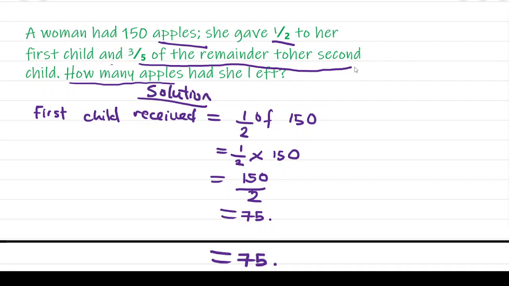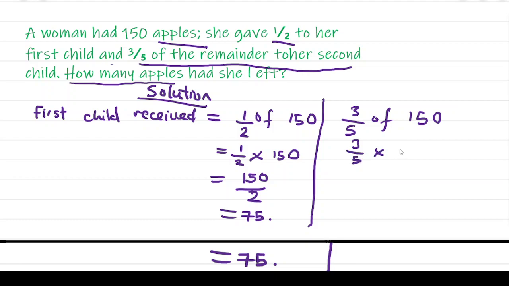Now this one is quite tricky, because if you're not careful you want to do 3 over 5 of 150 to get 3 over 5 times 150, but not really. It is said 3/5 of the remainder, so we have to be careful whenever we solve word problems, because if you misunderstand the problem you may not get a correct solution. So the remainder here is the remaining apples she has. Having given 75 apples to her first child, her remainder should be 150 minus 75, which is just 75 as well.